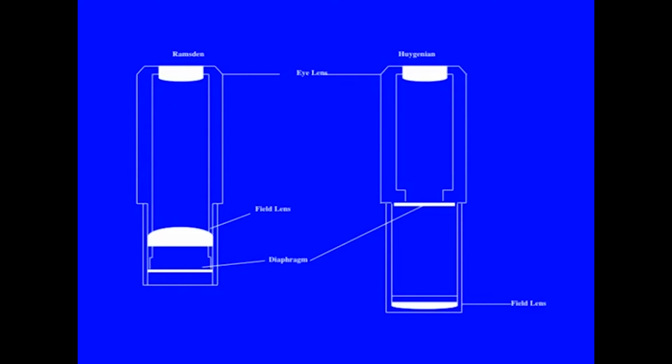Also, the diaphragm is not situated between the two lenses; rather, the diaphragm is situated below the field lens, and this is adaptable for mounting reticles. Ramsden lenses are adapted for mounting reticles, and their focal length is at the diaphragm here. So, these are called positive lenses, and they are used in many different applications. Huygenian eyepieces are also used in many teaching and research labs. There could be many other eyepieces which we are not going into.